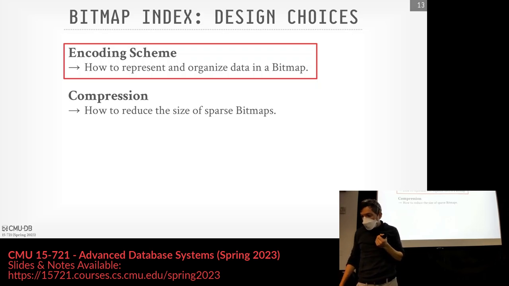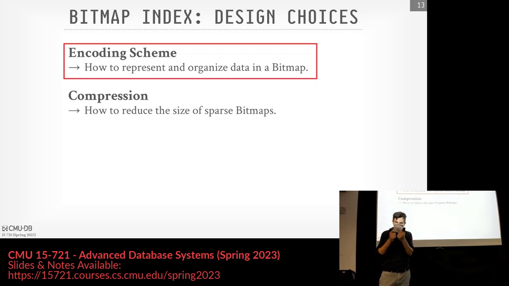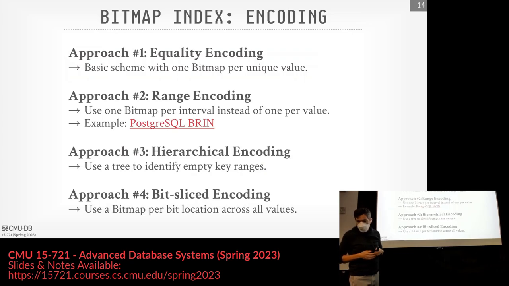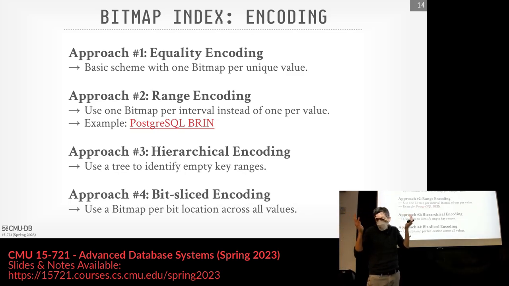The idea, again, is: can we get the benefits we would get from a bitmap to accelerate scans without paying that huge storage overhead of these giant arrays of empty data? So here are the four encoding schemes we can consider. The one I've already shown you is equality coding, where you have a giant bitmap for every unique value that you could possibly have in your column.